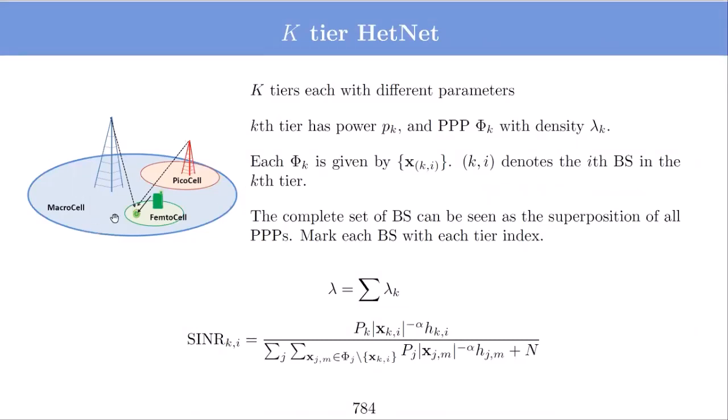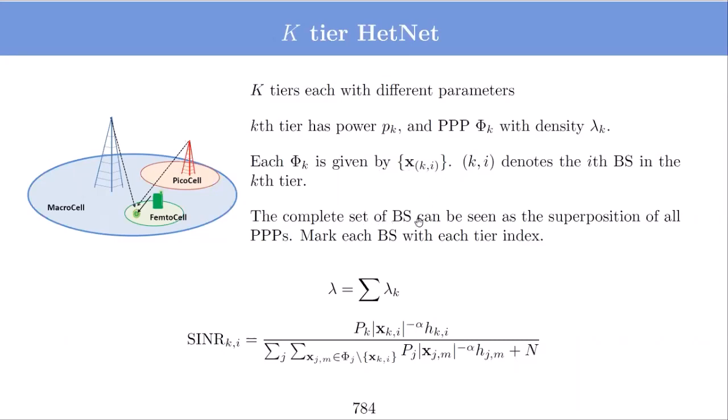And then there can be multiple macro base stations, making a complete network. So a HetNet basically has K different tiers, and each of these classes is known as a tier, and they may have different parameters. They can have different transmit power, different number of antennas, or different density. The kth tier has power P_k, and it's modeled using a point process Φ_k with density λ_k. Each Φ_k is given by a set of points x_ki, where x_ki denotes the ith base station of the kth tier.